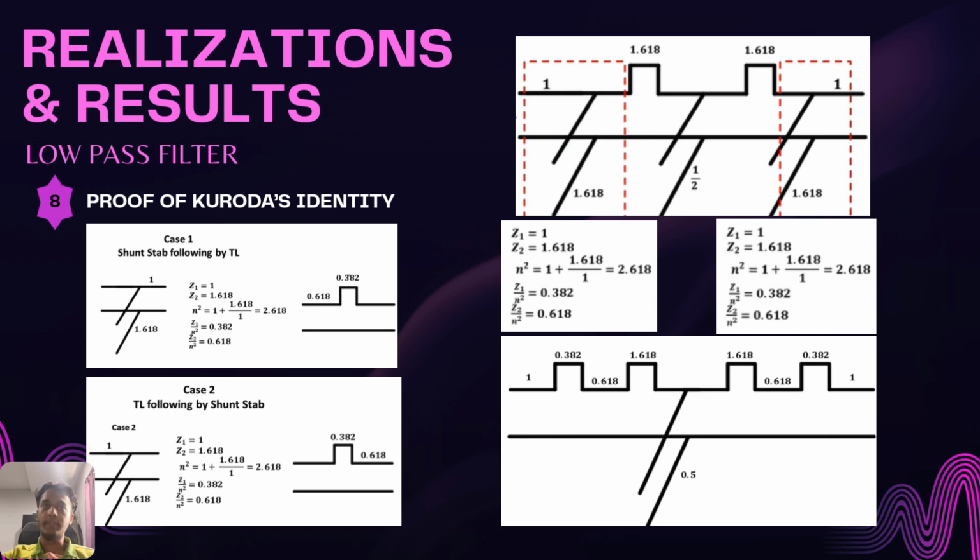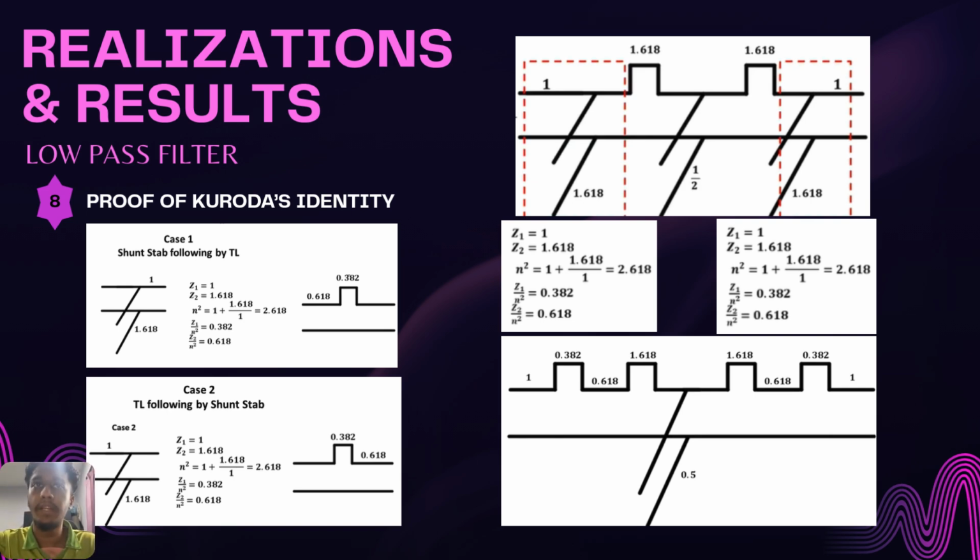So for the left side, we're going to use case 2, TL followed by shunt stub. As we can see, the TL value will be Z1, which is 1, and the Z2 value will be 1.618, which is for the shunt stub impedance. So we can get the value of n square by using the formula of 1 plus 1.618 over 1. We can get the value of n square, which is 2.618.